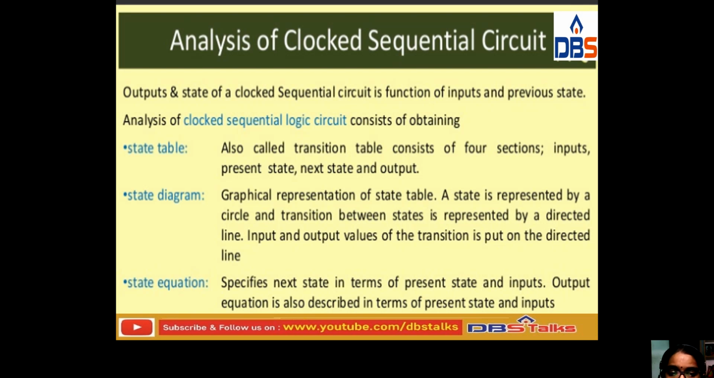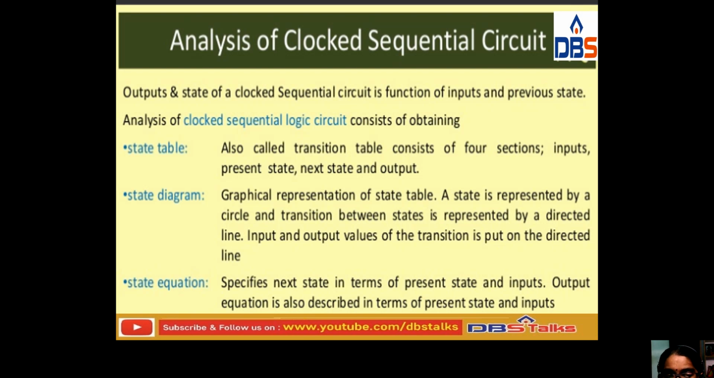The state diagram is a graphical representation of the state table. A state is represented by a circle, and the transition between the states is represented by a directed line. Both the input and output values of the transition are put on the directed line. The state equation specifies the next state in terms of the present state and inputs. The output equation is also described in terms of the present state and inputs.